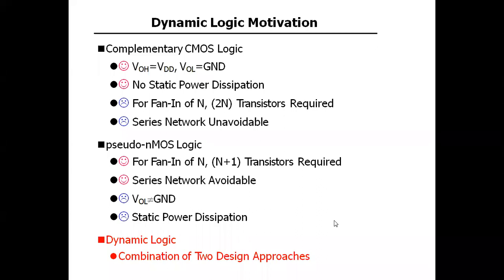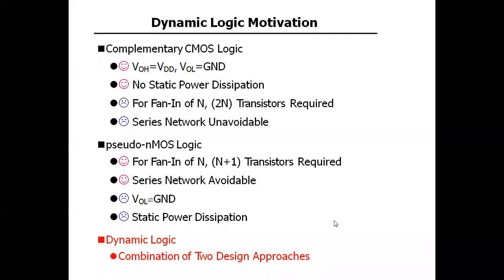Okay. And what about the pseudo NMOS logic? In case of pseudo NMOS, fan in for n transistors is n plus 1 only, whereas above it is twice n, that is, double of n. Here only one more transistor than n is required, so that's the advantage. Series networks are avoidable in case of pseudo NMOS. And what is the drawback then? VOL is not connected to the ground, and there is static power dissipation. So in complementary CMOS there is no static power dissipation, but in pseudo NMOS logic there is static power dissipation.